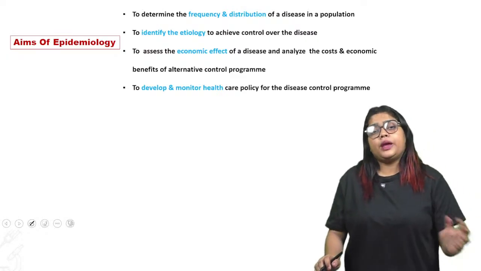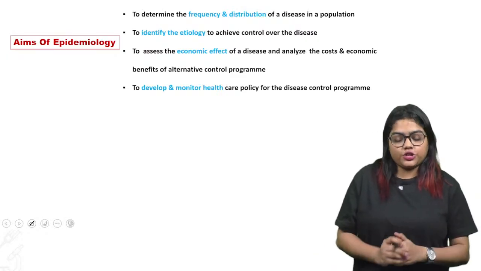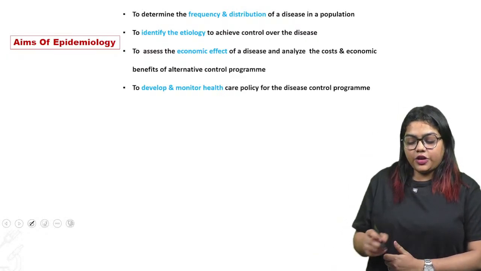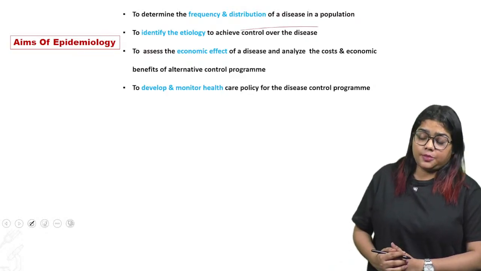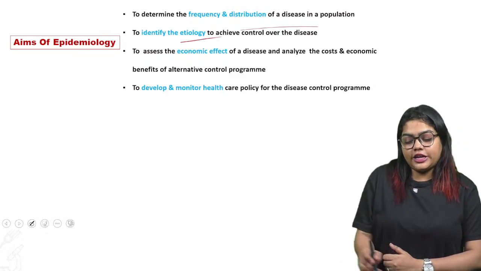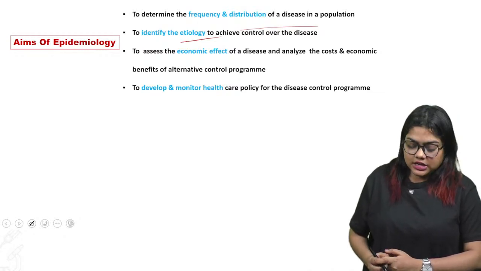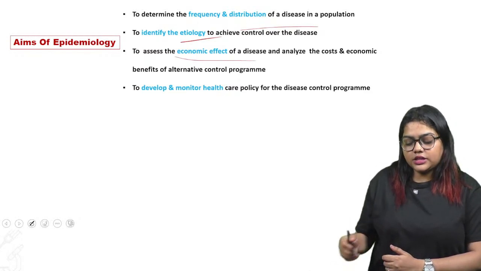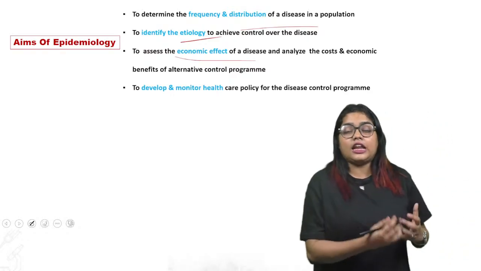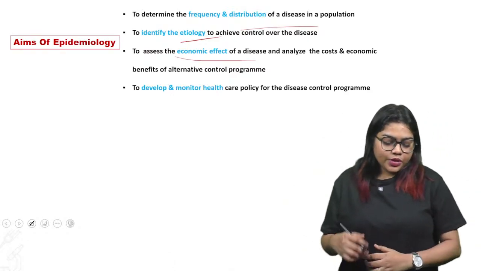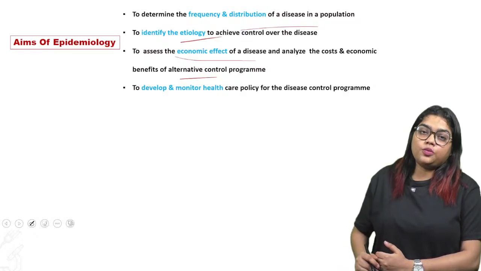So what is the main aim of epidemiology? Why should we study this? To determine the frequency and distribution of the disease in a population, to identify the etiology or cause, to achieve control over the disease and find the solution, to assess the economic effect of a disease and analyze the cost of the economic benefits to alternative control programs.